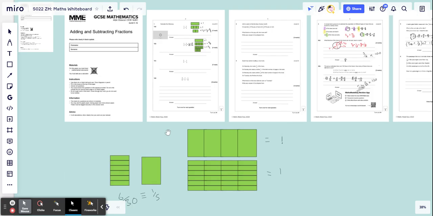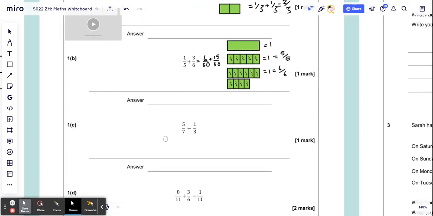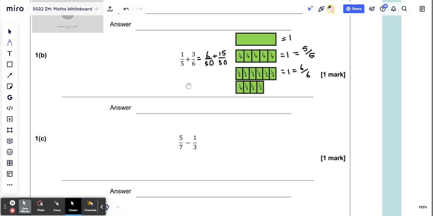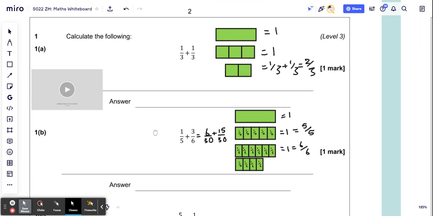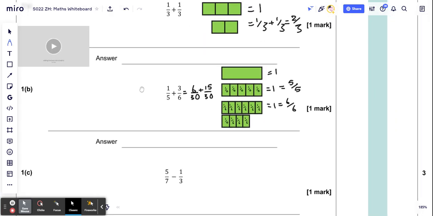So now we have them in the same denominator. We can just add up the top numbers the way you did in question 1 here, when it had the same denominator. So add up the top numbers, and that's 6 plus 15, so that's going to be 21. So it's 21 over 30.